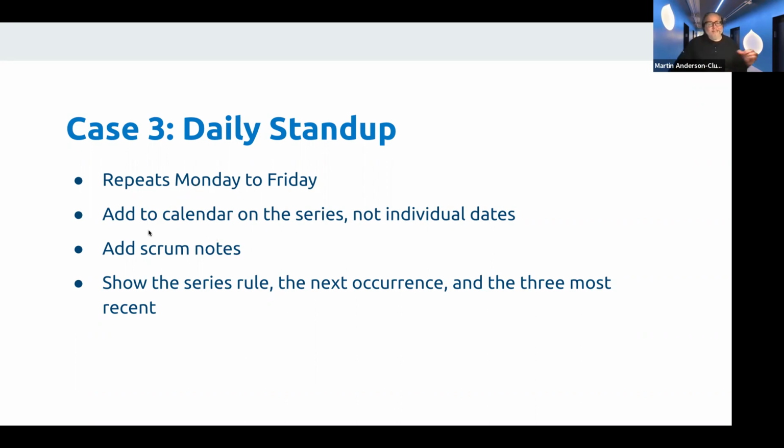We want to have an add to calendar link on the series, but not the individual dates. We want the ability to add Scrum Notes. So, as the Scrum Master, I want to jot down everything that I've heard and make sure that anybody who couldn't make the meeting can get caught up easily. And we want to show the series rule, the next occurrence, and the 3 most recent.